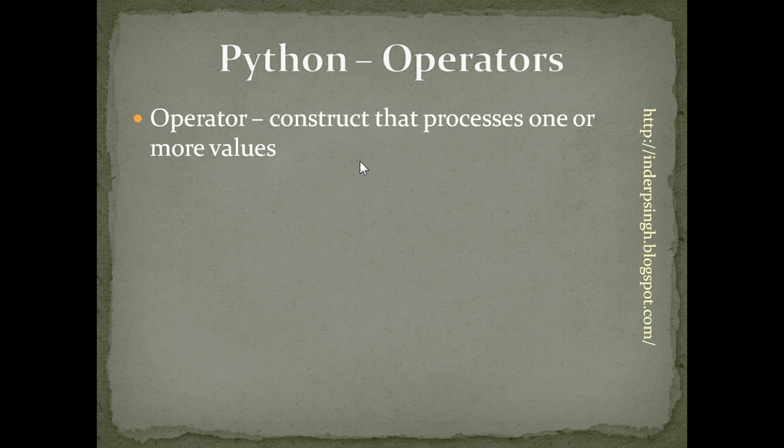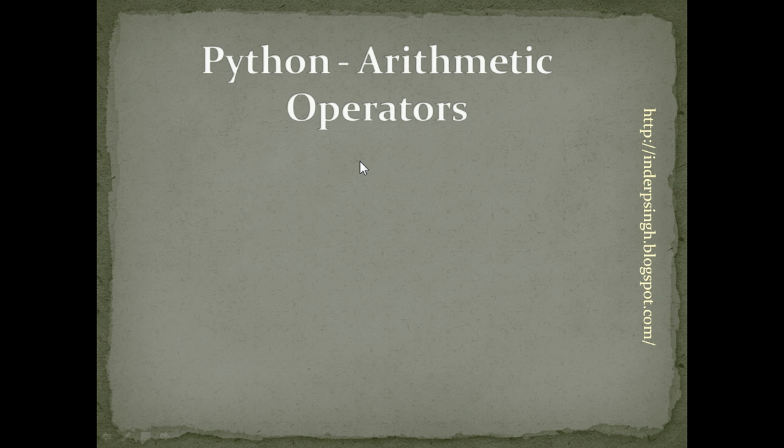First, what is an operator? It is a construct that processes one or more data. In Python, an operator is represented by one or more special characters or a keyword. In Python, there are several arithmetic operators.